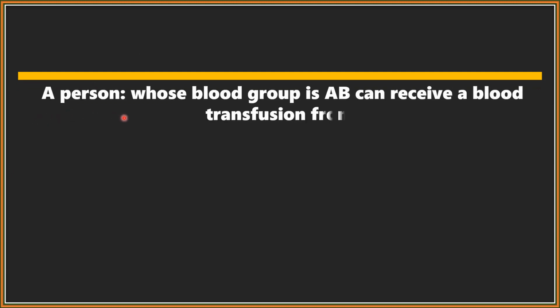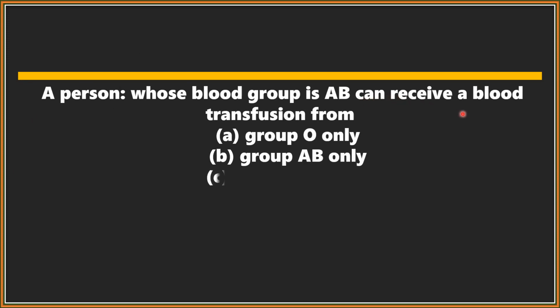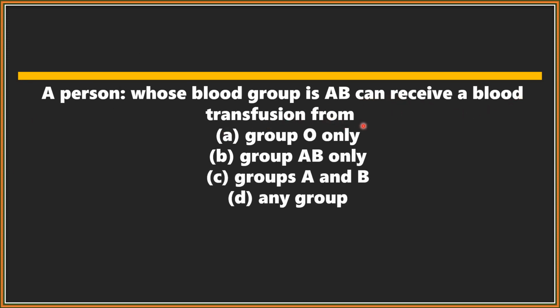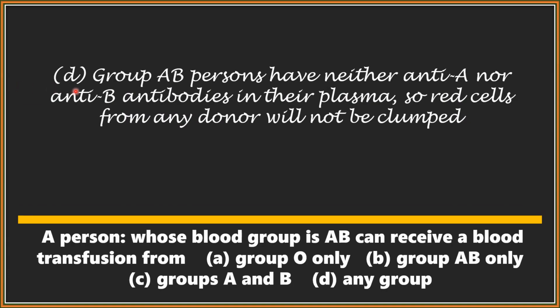A person whose blood group is AB can receive a blood transfusion from Group O only, Group AB only, Group A and B, or any group. Group AB persons have neither anti-A nor anti-B antibodies in their plasma. So red cells from any donor will not be clumped.